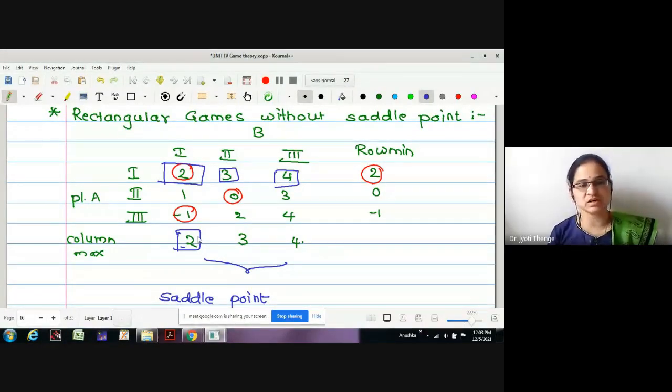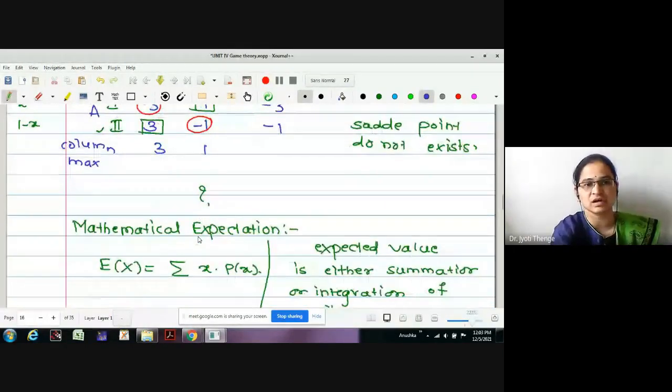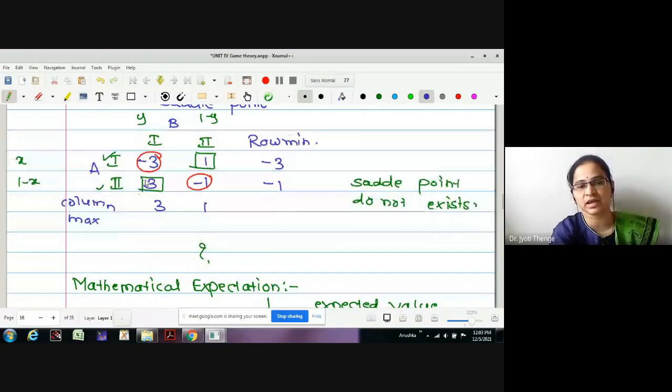Pure strategy means a player knows exactly which activity or which strategy will be played by the other player, and he chooses to play one activity at a time. But in the case of games without a saddle point, there is an example we have discussed. This is a 2 by 2 rectangular game where the saddle point does not exist.